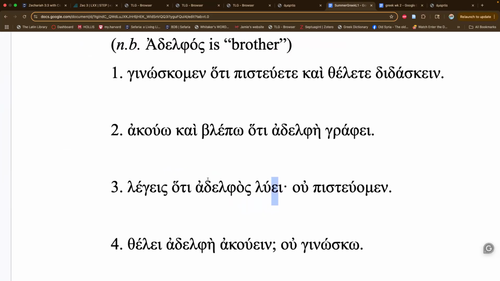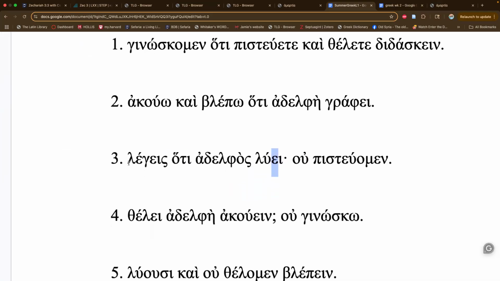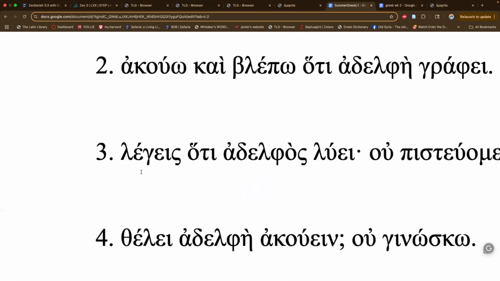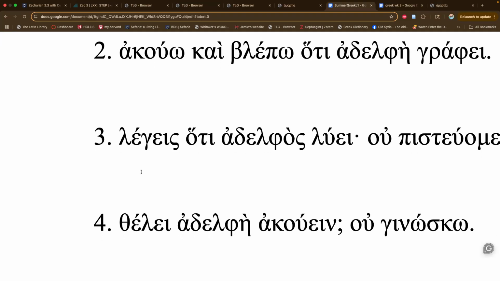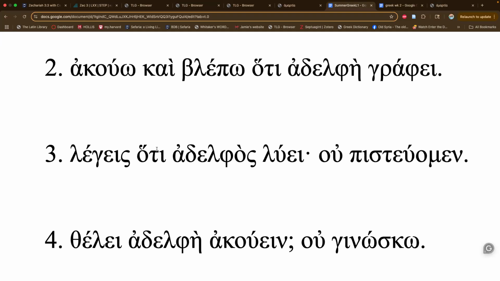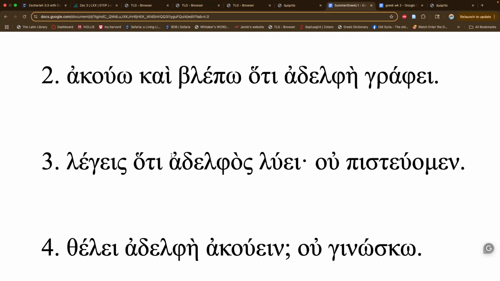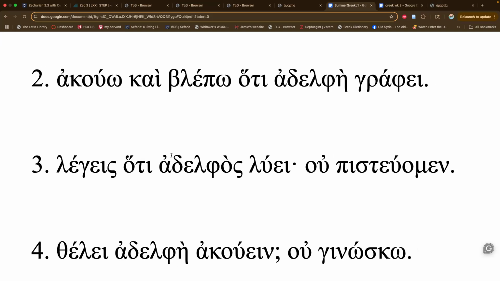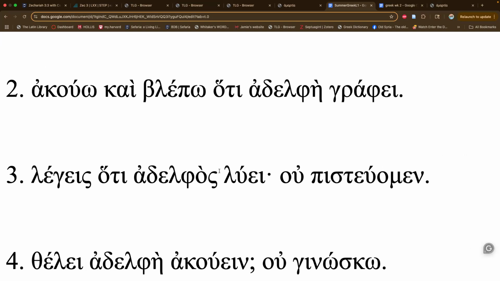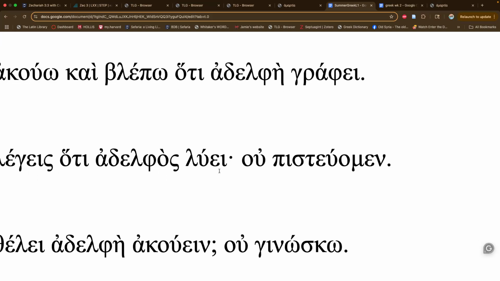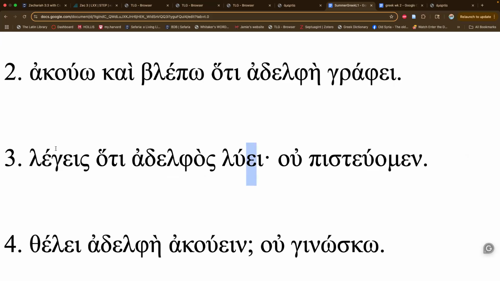Now read sentence three in Greek. Yes. Okay. So the first one is leges. Yep. And then this one's going to be adelphos, whichever pronunciation you want. So this one will have the same sound ending as the first word with the a, so it's lue.